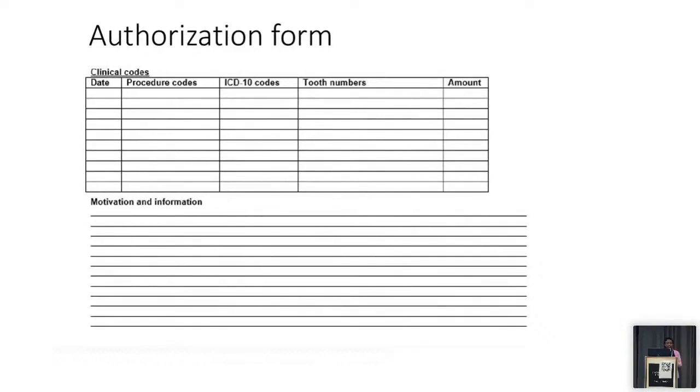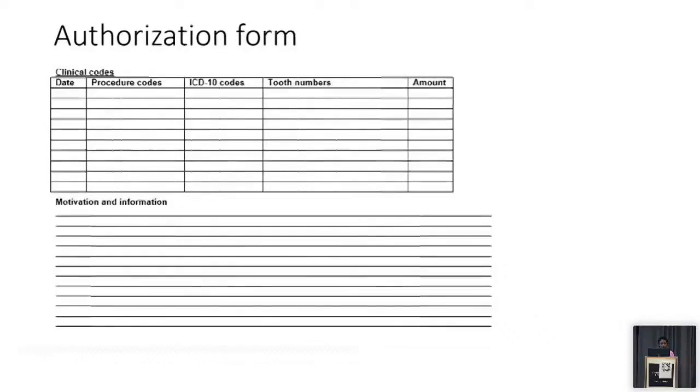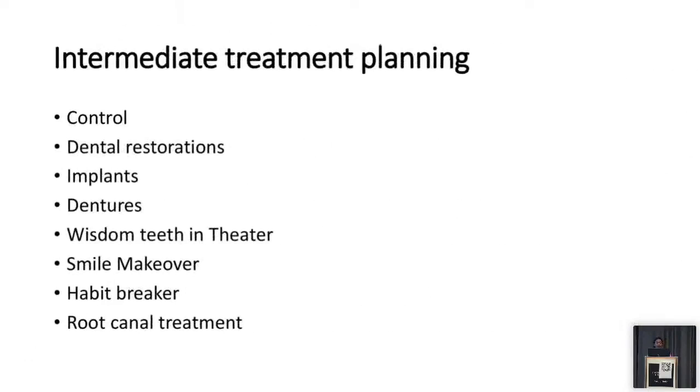You need to have your clinical codes, your ICD-10 code, your tooth numbers, and your amount. If you have enough space on the same page, you can put your motivation in the extra information so that they don't ask you. Just give it to them at once. But if it needs a lot of space, then you can put it on a separate letterhead and just tell your story.